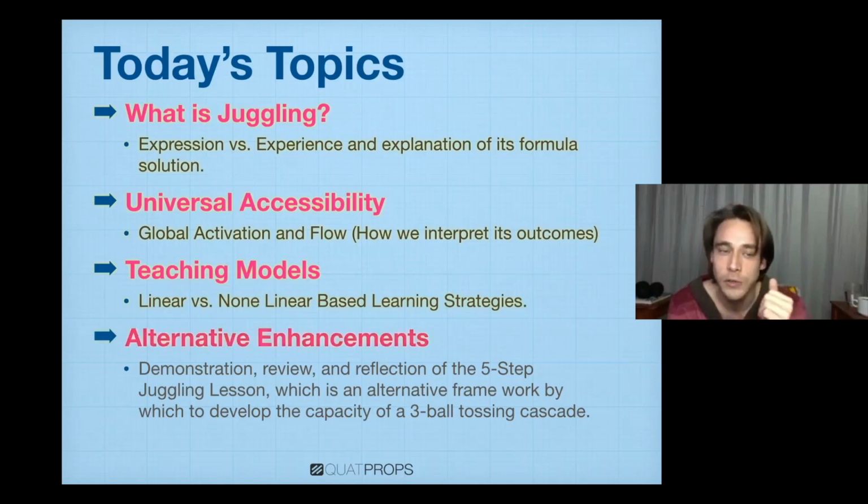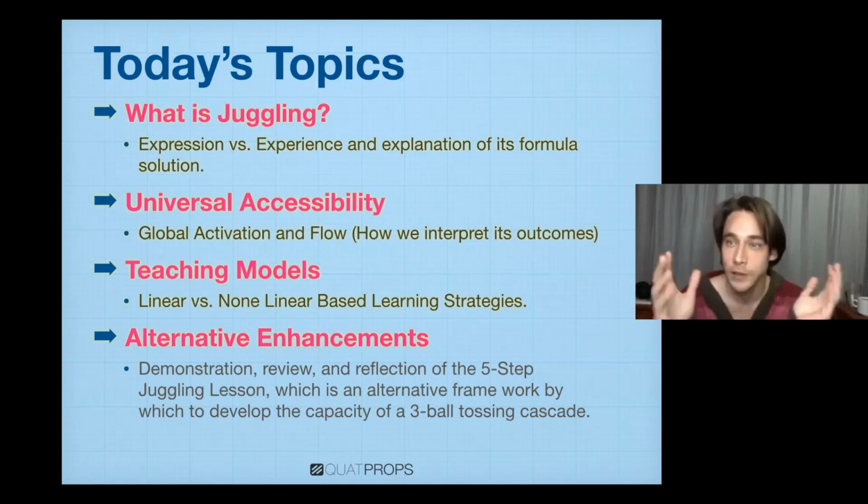And then we're going to use an alternative example. So I have a model lesson. This is not like a fixed solution. It's just to point us in the direction to say, okay, if we're understanding juggling in this way now, and we evaluate the failures of its teaching models, what's a way that we can begin to reconstruct that lesson? How can we redesign that classical 3-ball tossing lesson to be more inclusive?